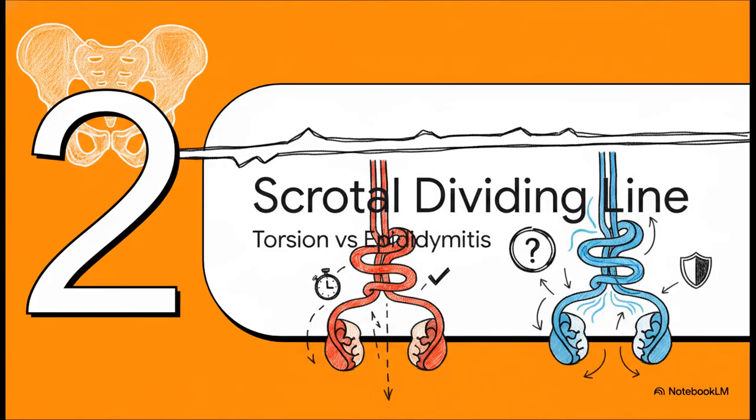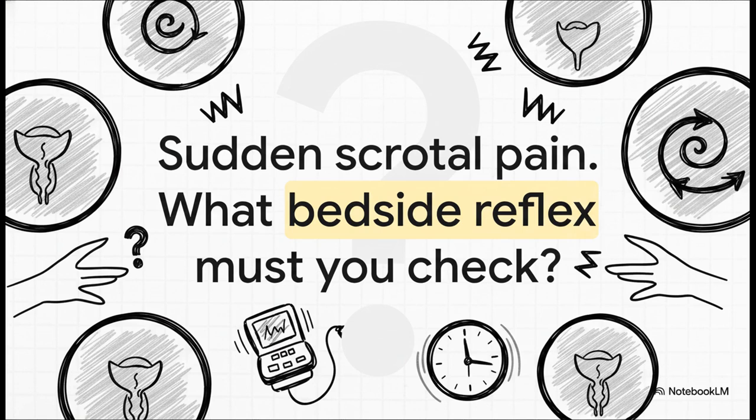Moving right along to Section 2, the scrotal dividing line, testicular torsion versus epididymitis. There's a really dangerous execution gap we see a lot: blindly relying on imaging instead of a good old-fashioned physical exam. A young guy comes in with sudden, absolute 10 out of 10 scrotal pain. What is your immediate reflex? Literally. Because if you're just sitting there waiting for a Doppler ultrasound, you are losing precious time. Intermittent torsion can actually show totally normal blood flow on a scan, which is a massive trap.